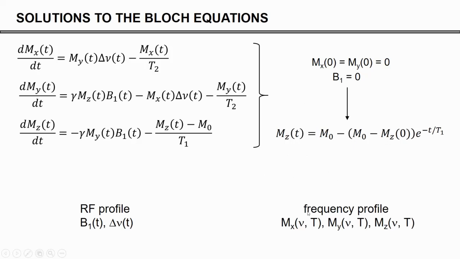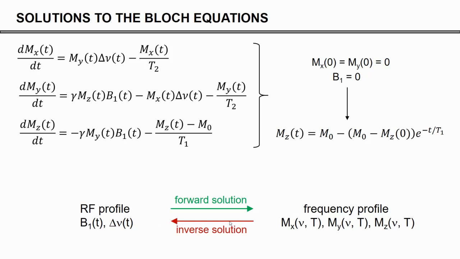Now, what we're interested in for today's lecture is can we come up with a way to calculate the RF pulse given a desired frequency profile? Well, the other way around, knowing the RF pulse and calculating the frequency profile, that is very easy. That is a so-called forward solution to these equations, and that is very easy to do. The other way around, where you have a desired frequency profile and you want to calculate the RF pulse that achieves that, is much more difficult. That is a so-called inverse solution.